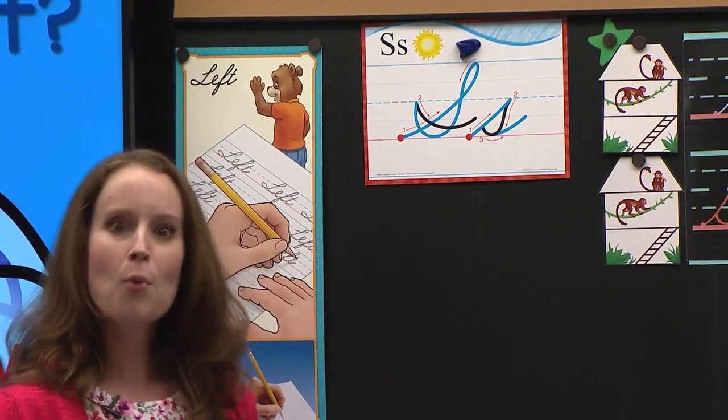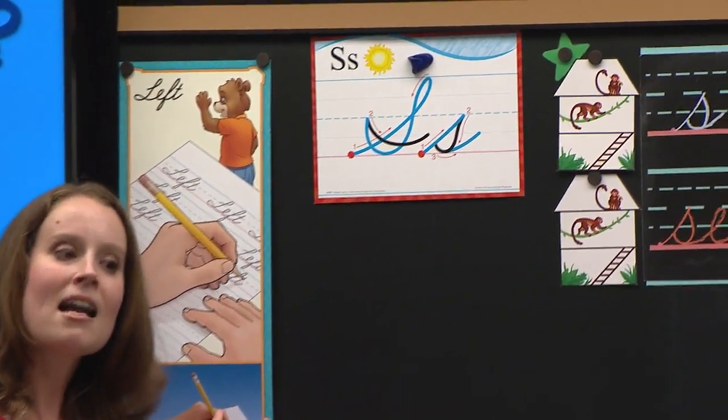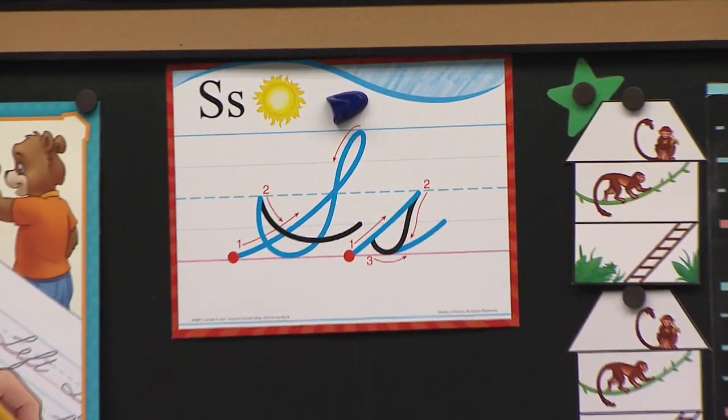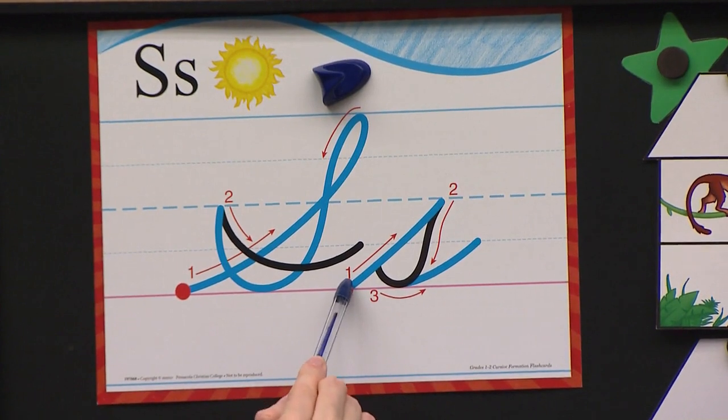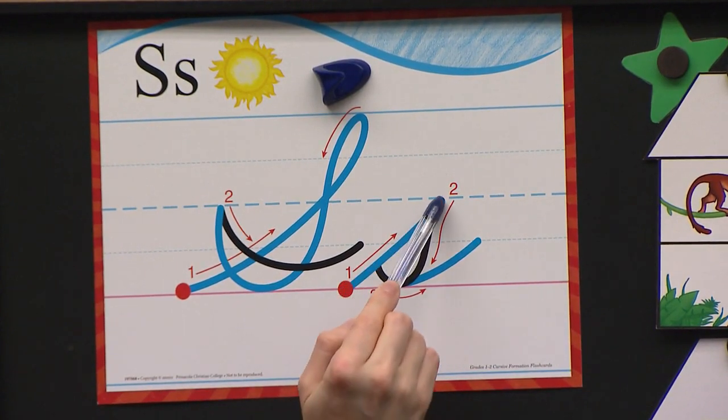Let's do this. Put your pointer finger in the air and join me as I trace our lowercase s on our chalkboard. Here we are. We're going to be in the water. We're going to slant up to the dotted line.